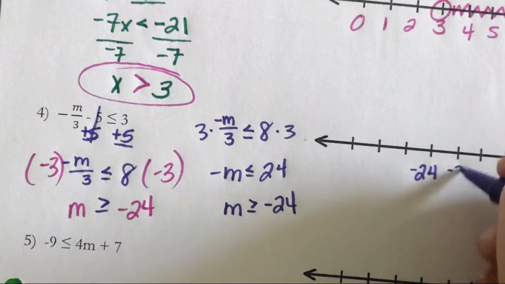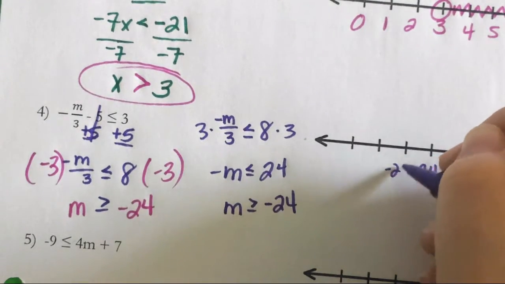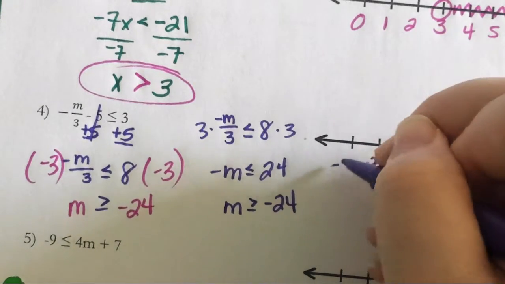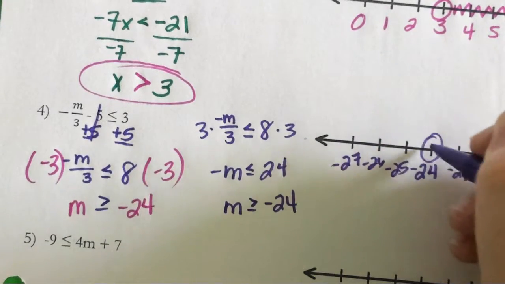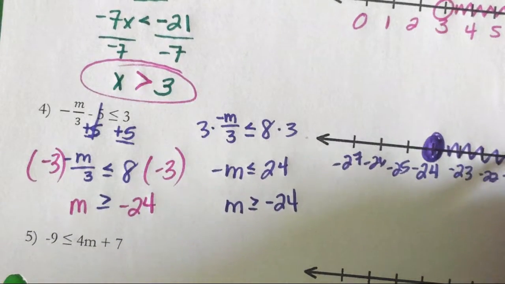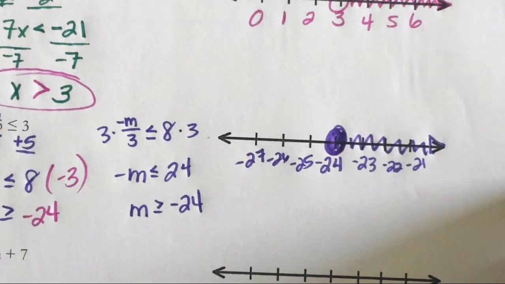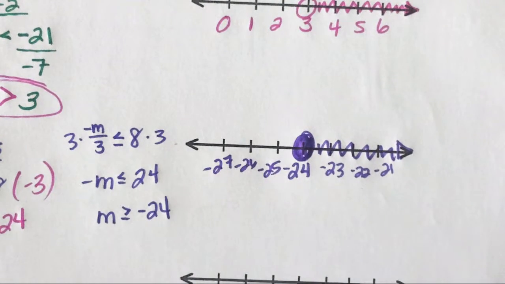Okay, negative 24, negative 23, negative 22, negative 21, negative 25, negative 26, negative 27, negative 24. I fill it in. I shade to the right. And you can't see anything I'm doing. Awesome. Okay, are there any questions about this problem?